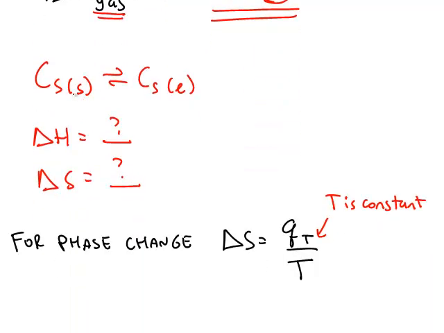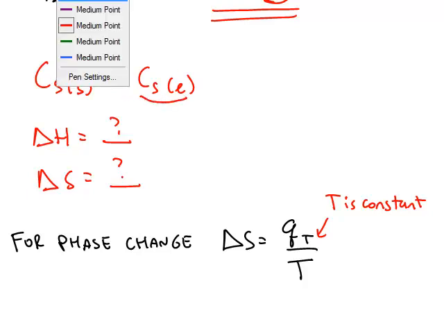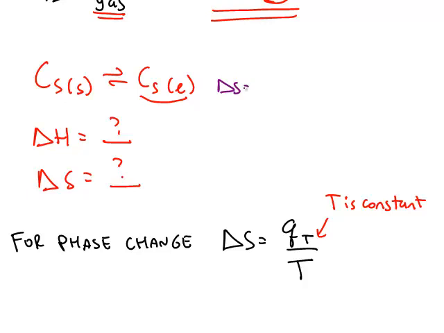Here's a phase change between a solid turning into a liquid. The liquid side is more random. Delta S should be a positive number. You can also use what you learned before to figure out the heat change or the enthalpy change. For a solid to turn into a liquid, the solid has to absorb heat. And when heat is a reactant, delta H is a positive number.